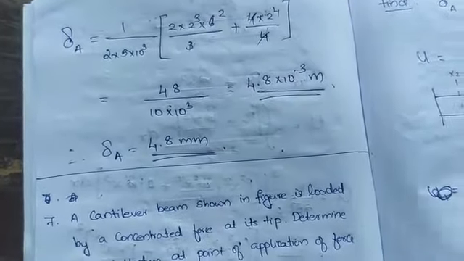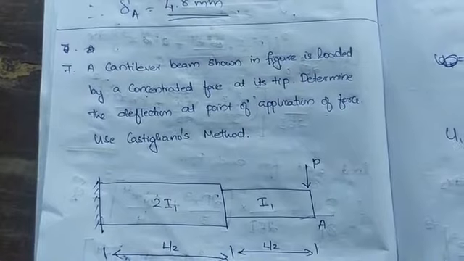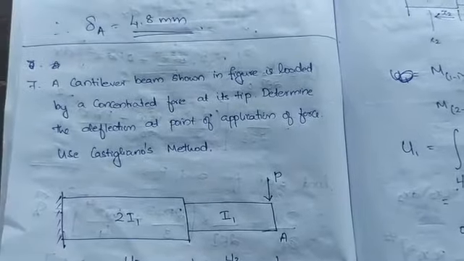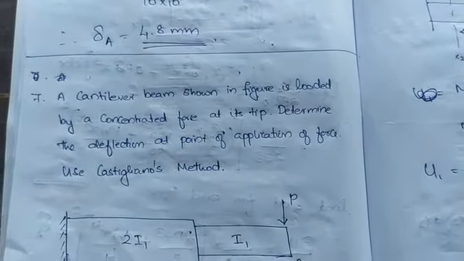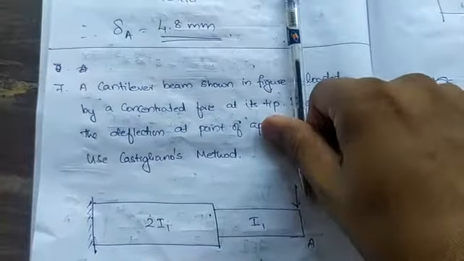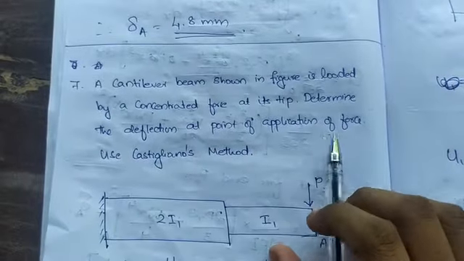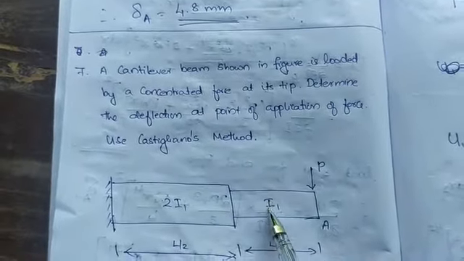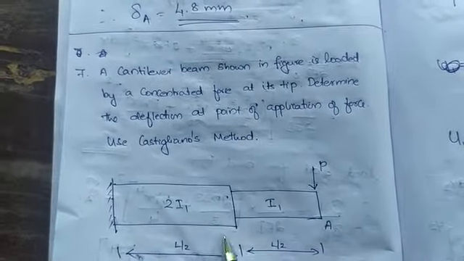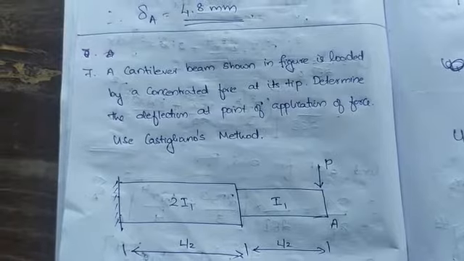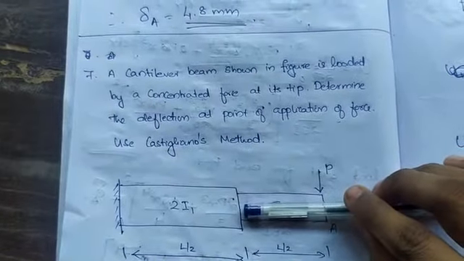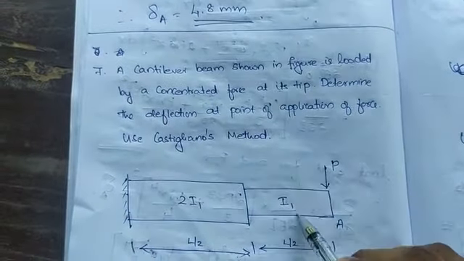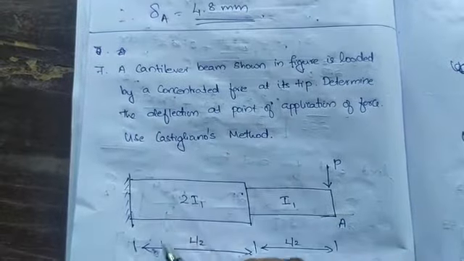Now, a cantilever beam. This will be the last problem regarding Castigliano's theorem, first and second theorem. A cantilever beam shown in the figure is loaded by a concentrated force at its tip. Determine the deflection at the point of application of force, using Castigliano's theorem. Here the moment of inertia is I1 for this part and 2I1 for this part. First of all, you need to split the strain energy as U1 for this section and U2 for this section. You will take sections XX and YY or something like that.